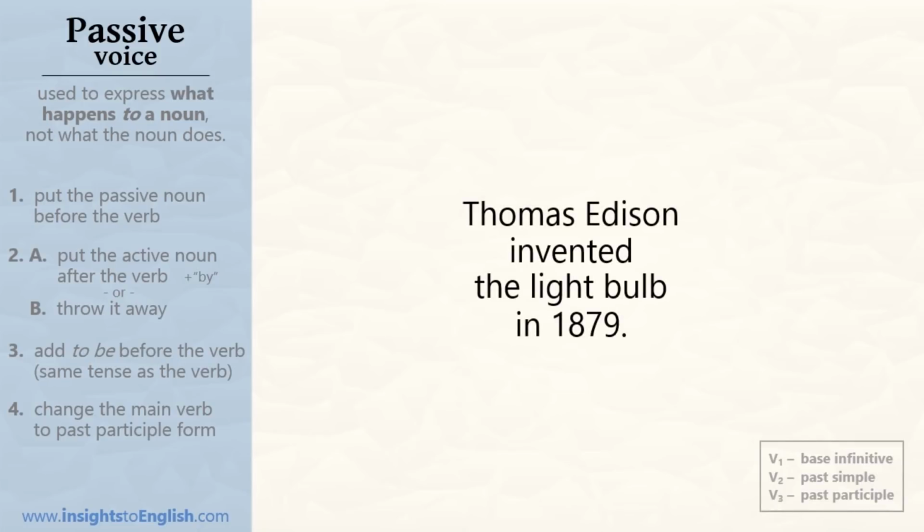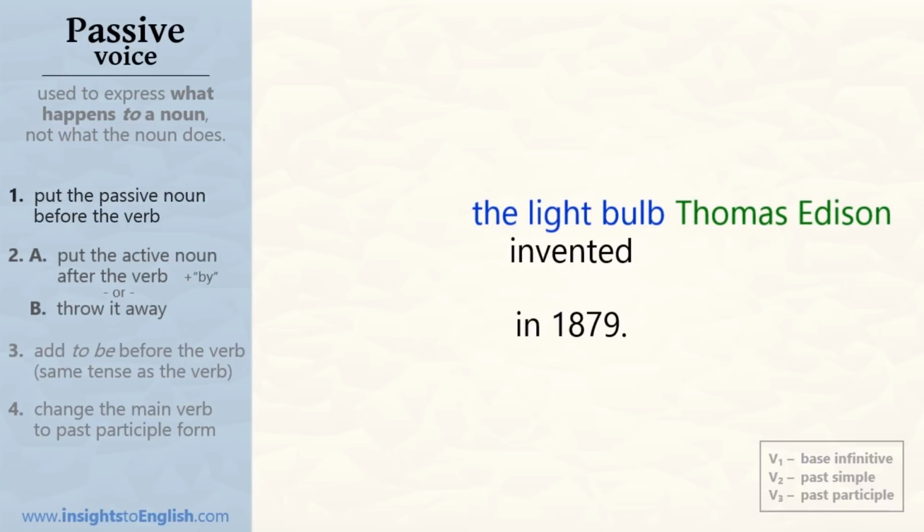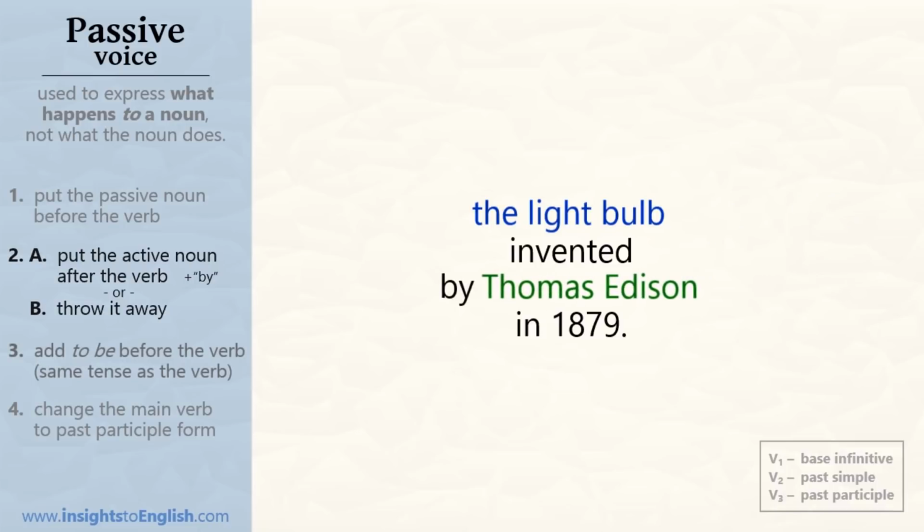Here's our new sentence. Thomas Edison invented the light bulb in 1879. Which noun is the passive noun? Light bulb. And Thomas Edison is the active noun. Very good. Step 1, put the passive noun before the verb. Okay. Step 2, throw the active noun away, or put it after the verb, and add the word "by". Thomas Edison is still important, I think, so I guess I'll keep it. Good idea.